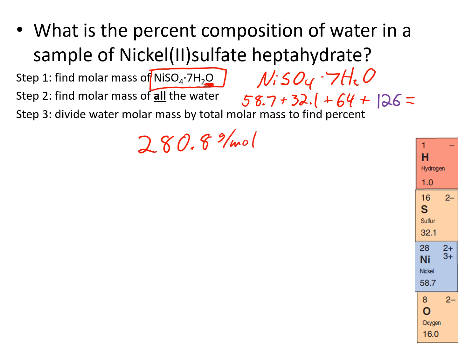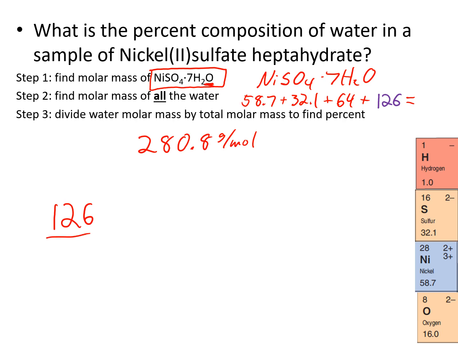Now, the question is just asking what is the percent composition of water. So we don't have to find nickel or any of that kind of stuff. And so we know the molar mass of the water in there. Since there's 7 of them, the molar mass of water is actually going to be 126.